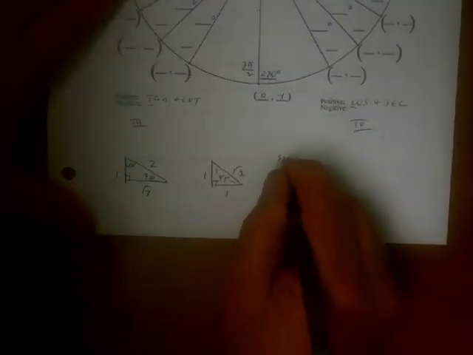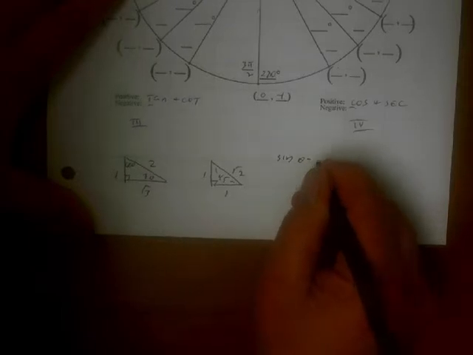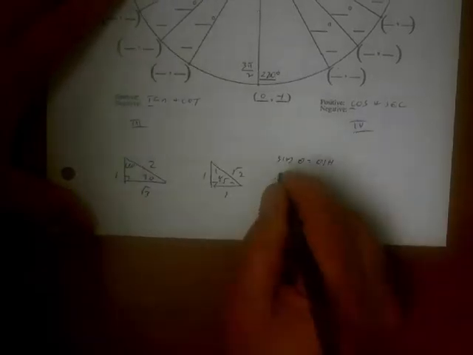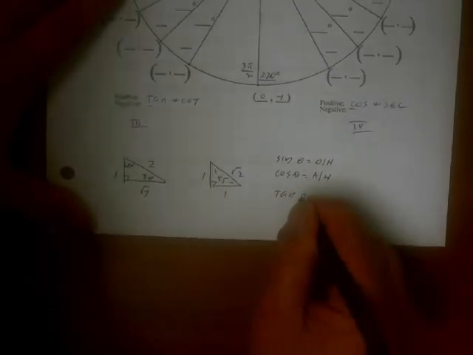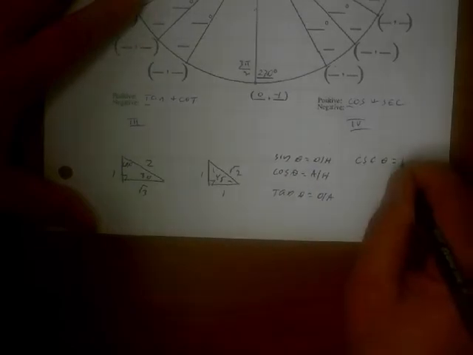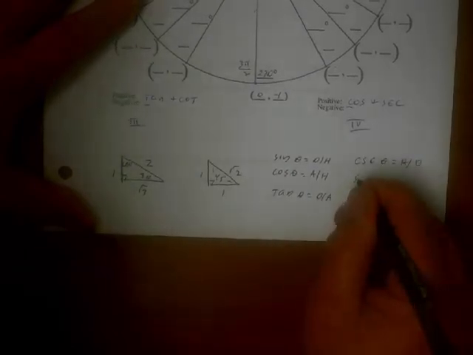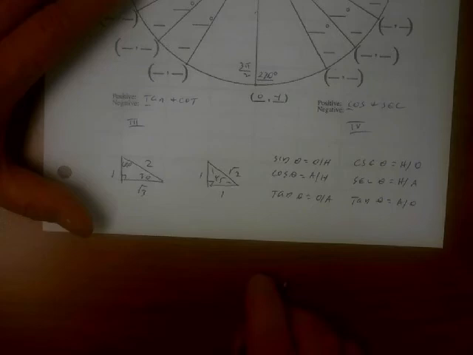Now hopefully we remember sine of theta is going to be equal to opposite over hypotenuse. Cosine of theta is going to be equal to the adjacent over hypotenuse. Tan of theta is opposite over adjacent. Now over here we're going to have cosecant of theta, the reciprocal of sine, hypotenuse over opposite. Secant of theta is going to be hypotenuse over adjacent. Cotangent of theta is going to be equal to adjacent over opposite.